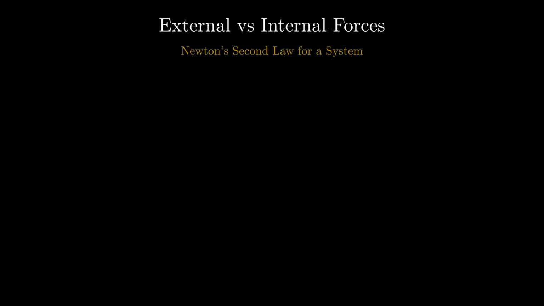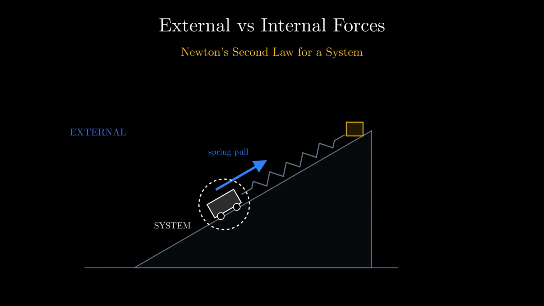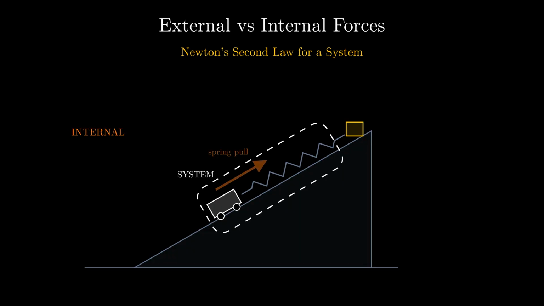Here's something strange about forces. Take a cart on a ramp pulled by a spring. The spring pulls on the cart. That's a real force, and it changes the cart's momentum. Now enlarge your definition of the system to include the spring. Suddenly that same force does nothing to the system's total momentum. Nothing physical changed, only the boundary moved.